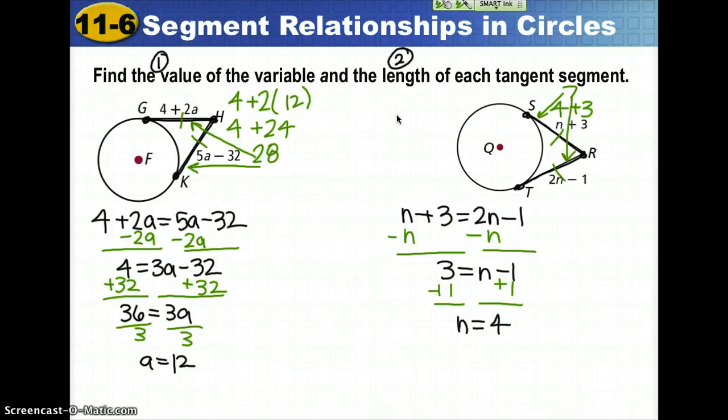Tangent segments are one of the easier ones, but we threw it in because we've done chord, secant, secant, and now tangent, tangent. The last two that we just talked about, secant, secant, and tangent, tangent, we're going to put together for our fourth and final piece here.